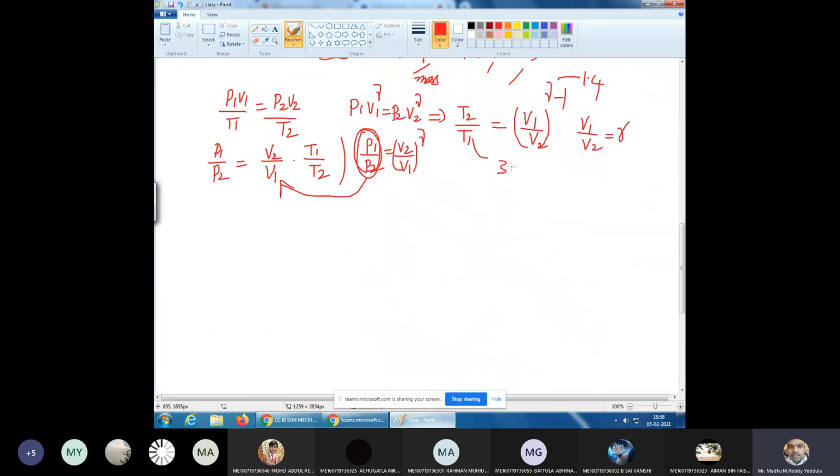We have all the data. Therefore, T2 equals 300 into R power gamma minus 1, that is 1.4 minus 1.